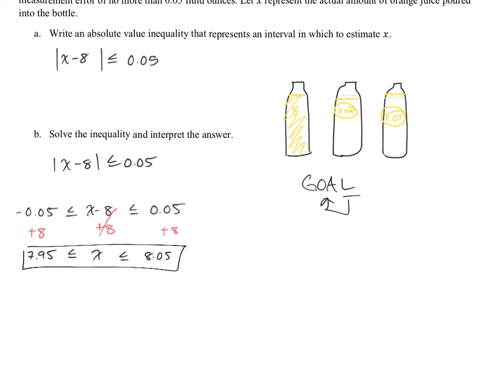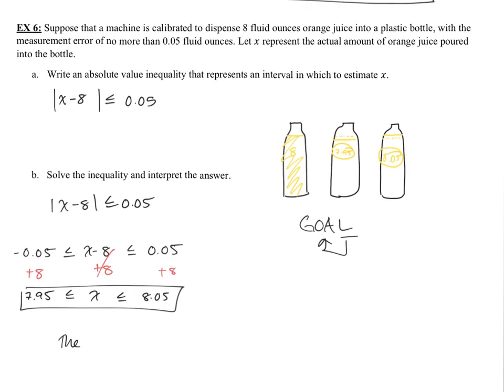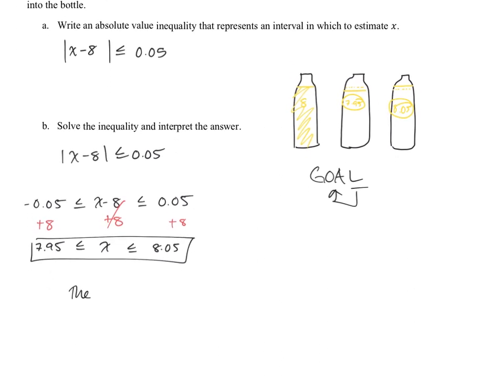Now I need to actually interpret the answer. This is saying the amount of fluid ounces, the smallest it could be is 7.95 fluid ounces, and the largest is 8.05. So let's write that up.